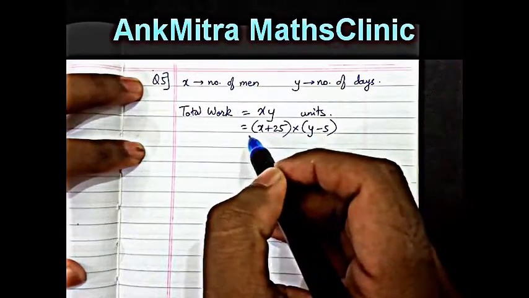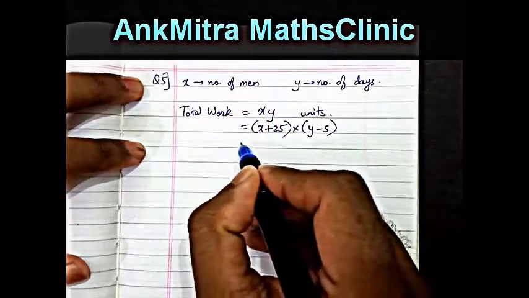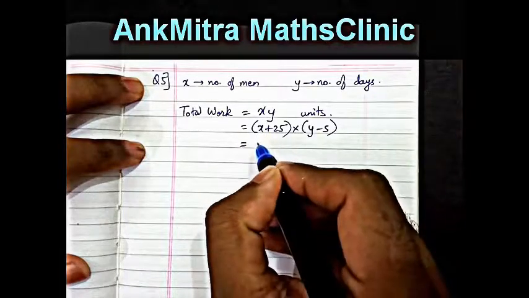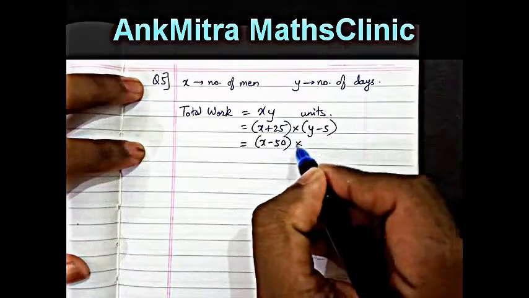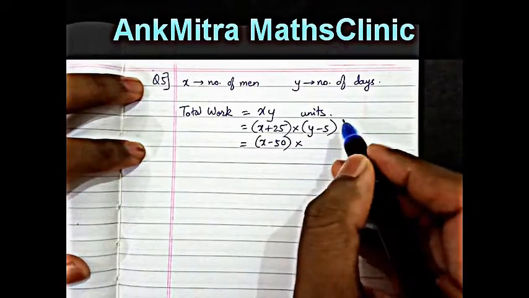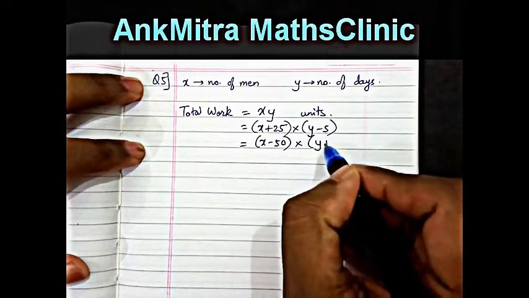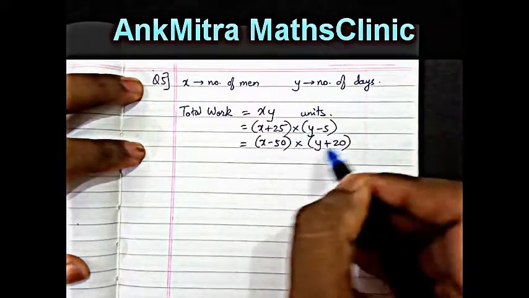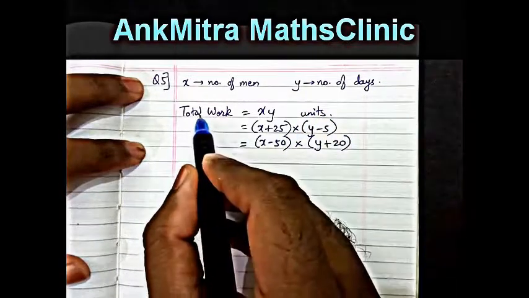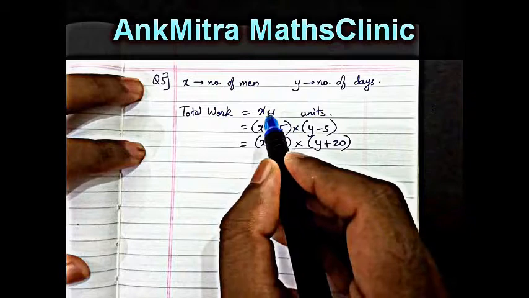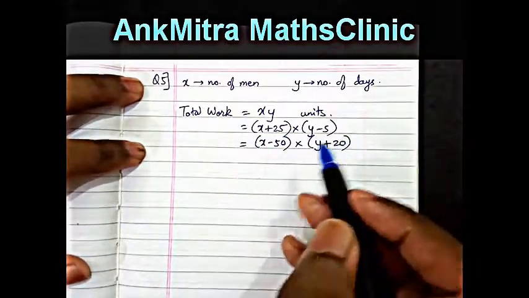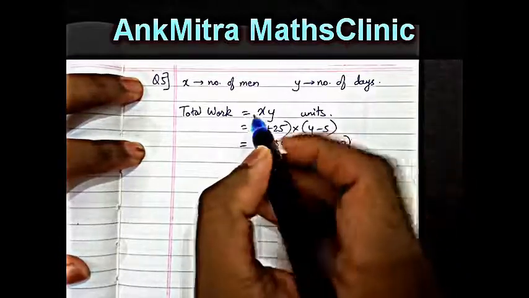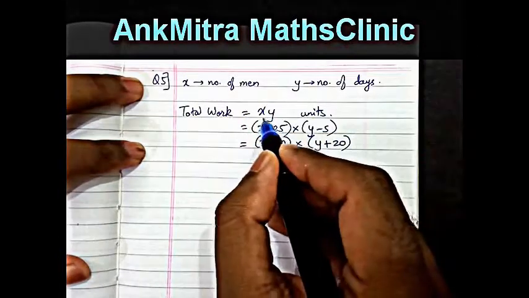And the third condition that is given is if the number of men is reduced by 50, that is X minus 50 people are working on it, then the number of days required is 20 extra, that is Y plus 20. So we have three different expressions for the total work. We'll equate two of these at a time to give us two different equations which will help us solve the problem. So we'll start with the first and the second expression here.